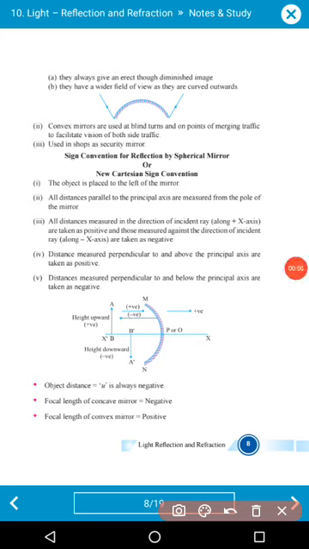Good morning, guys. Today we are going to start part 3 of chapter 10, Light. Here we are going to learn about some sign convention rules which are available for the spherical mirror. In any numerical or any kind of ray diagram you have to follow this sign convention, that is compulsory.